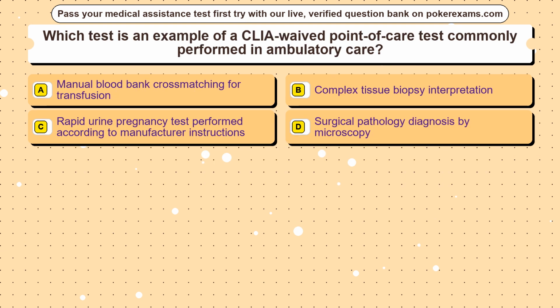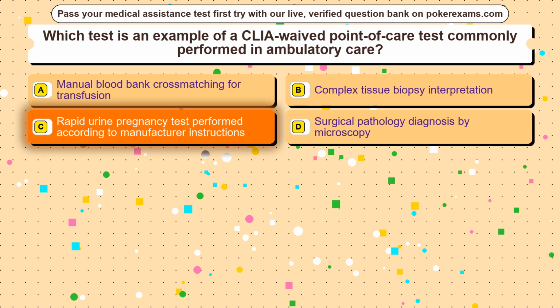Question 97. Which test is an example of a CLIA-waived point-of-care test commonly performed in ambulatory care? Option A, manual blood bank cross-matching for transfusion. Option B, complex tissue biopsy interpretation. Option C, rapid urine pregnancy test performed according to manufacturer instructions. Option D, surgical pathology diagnosis by microscopy.